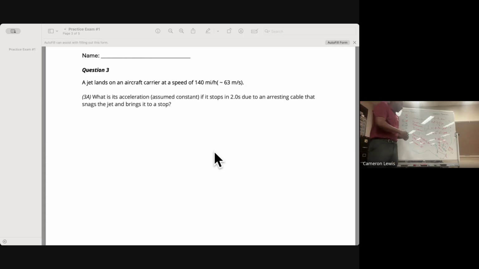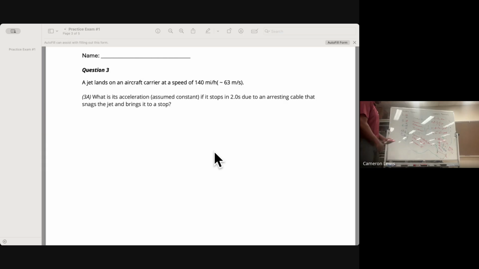We have a velocity, right? It's 63. Now let's look at this. And we have a time. Now, is acceleration velocity over time? Yeah. Change in velocity over time. Stay with me. Change in velocity over time. What is the change in velocity?